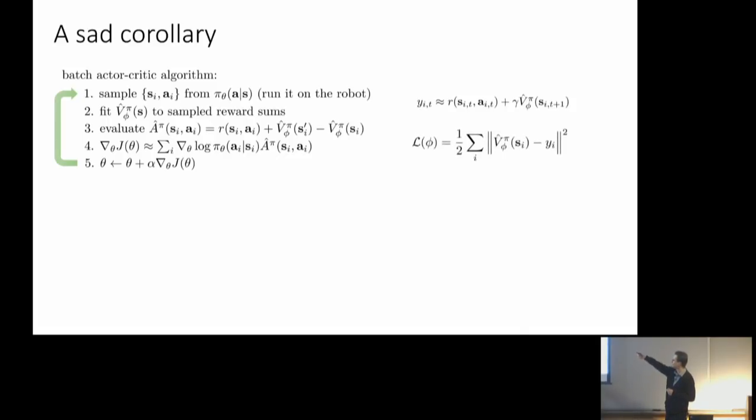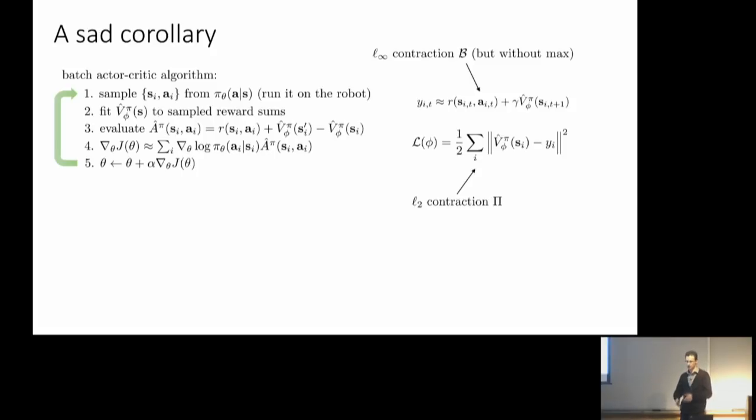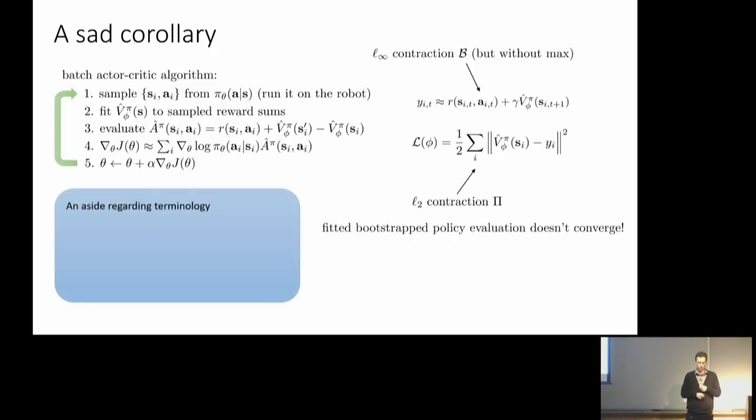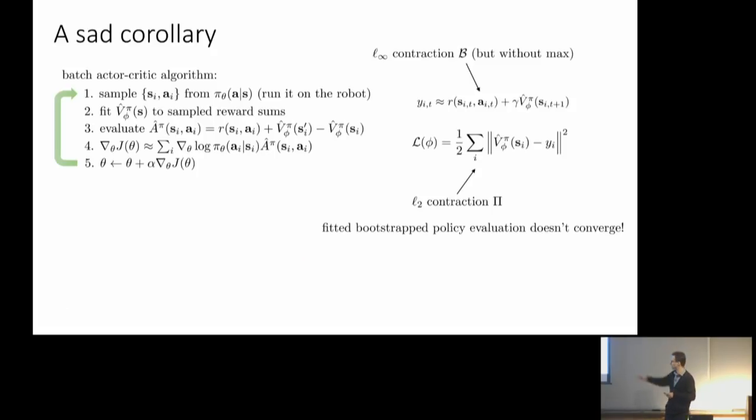This r plus the next v is a contraction onto v pi in the infinity norm, and the regression is a contraction in the L2 norm. So together, they also don't in general move you closer to v pi. It's an L infinity contraction, but without the max. It's a slightly different operator, but a similar principle. Together, they still don't get you closer to v pi. So fitted bootstrap policy evaluation also doesn't converge in the function approximator case. I should say that if you do Monte Carlo, if your y is a sum of rewards, then you're actually fine. But if you do the bootstrap version, in general, it doesn't converge.